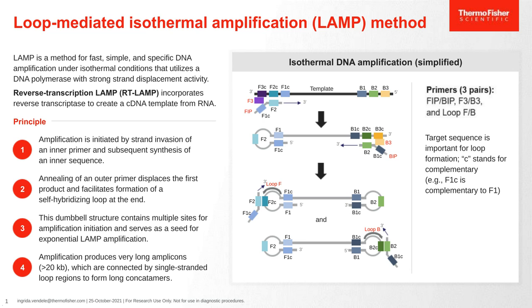Amplification is initiated by a strand invasion of an inner primer and subsequent synthesis of an inner sequence. The inner primer also contains a complementary sequence, and following annealing of an outer primer which displaces the first product, the complementary sequence allows the formation of a self-hybridizing loop at the end. And this formed dumbbell structure then serves as a seed for subsequent exponential LAMP amplification. It has multiple sites now for amplification initiation. The end products are very long, which are also connected by single-stranded loop regions into long concatemers, often also called cauliflower-like structures.